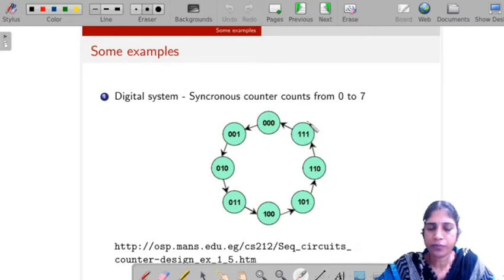Then there is a finite number of inputs, that is, the input is the clock signal. Then there is an initial state. We start from the state 0, 0, 0. So 0, 0, 0 is the initial state. So those are the properties of this system.